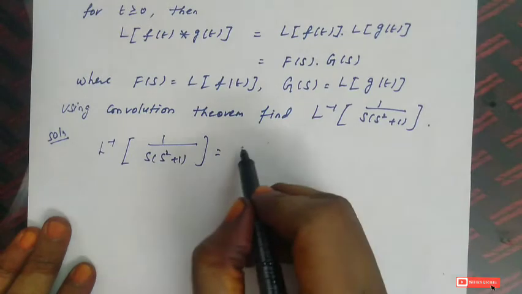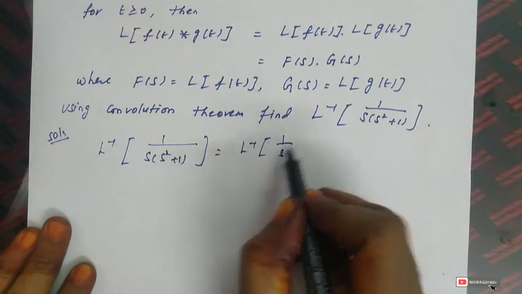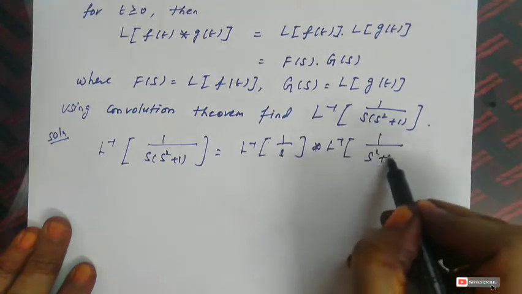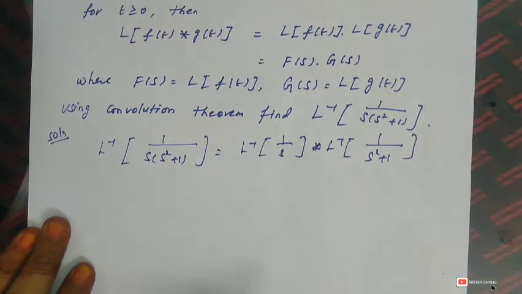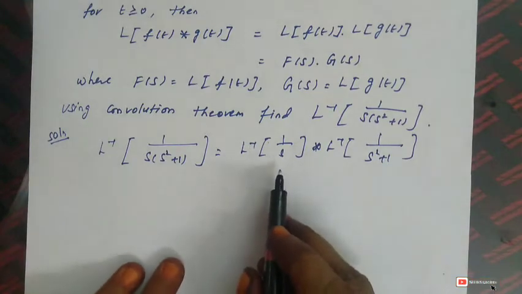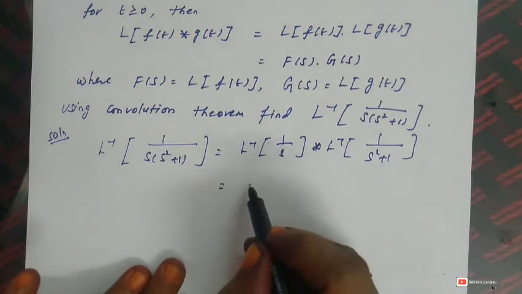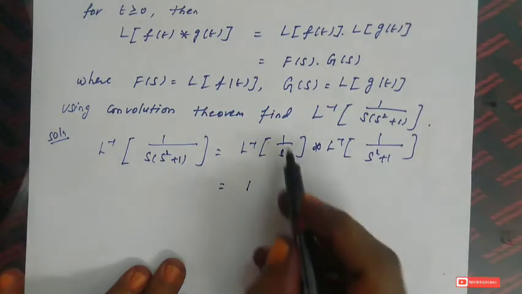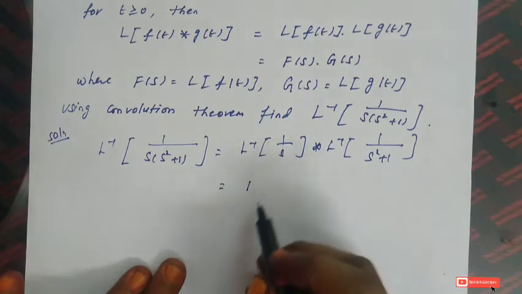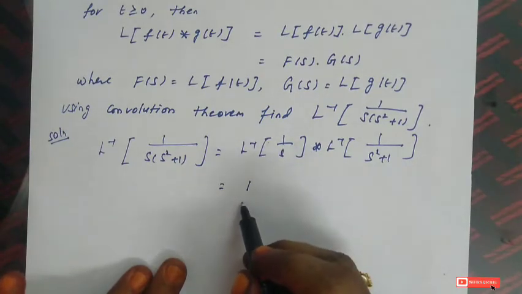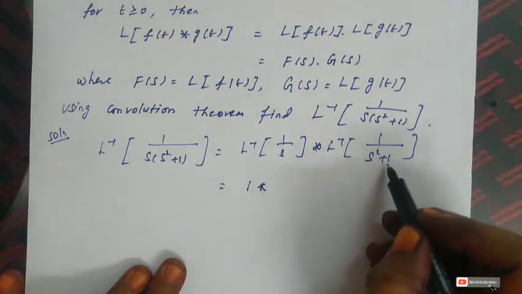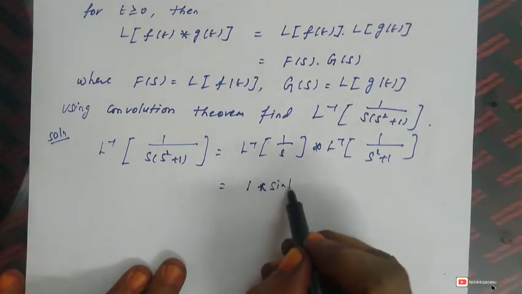This can be written as L inverse of 1 by s star L inverse of 1 by s square plus 1. And L inverse of 1 by s, Laplace transform of 1 by s, the result is what? L of k. You know that, no? L of k equal to k by s. So L of 1 is equal to 1 by s. So L inverse of 1 by s is equal to 1 star L inverse of 1 by s square plus 1, a by s square plus a square, sin. So the result is sin t.